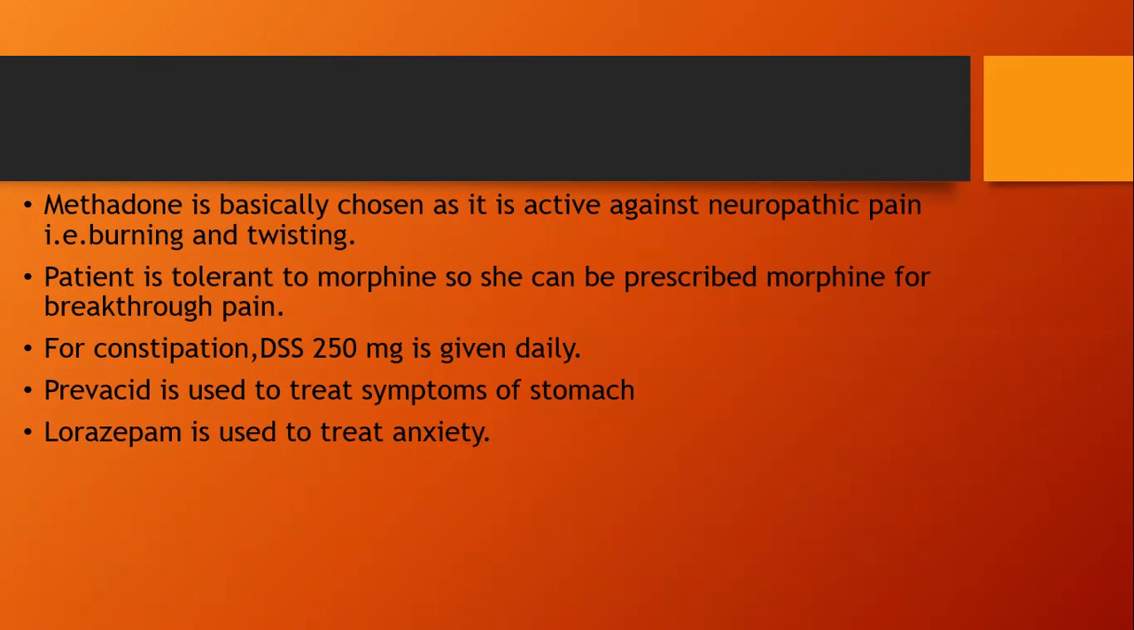For constipation, DSS 250 milligram is given daily. DSS is basically docusate sodium. Prevacid, which is a proton pump inhibitor, is used to treat the symptoms of stomach. Lorazepam is used to treat anxiety.